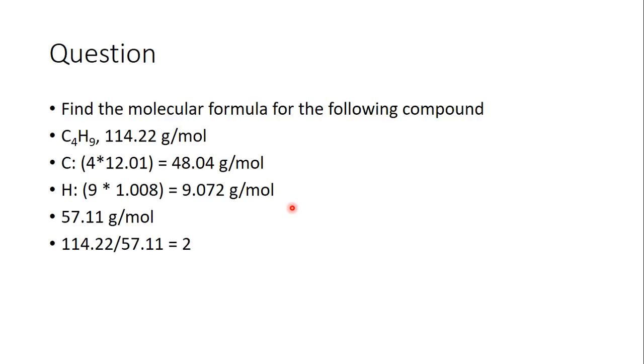Now take our molecular weight divided by empirical weight, we get N equals 2. Then we multiply this 2 by the 4 and the 9 to get C8H18. And that's how you solve those types of problems.